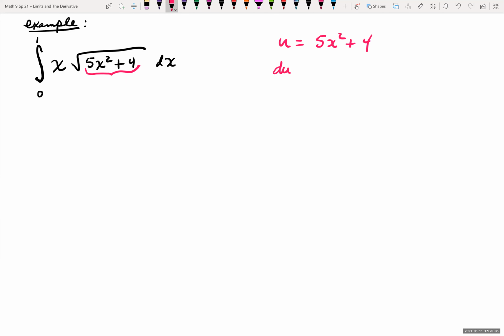Start it the same way, differentiate both sides. So we have du is equal to the derivative of 5x squared, which is 10x.